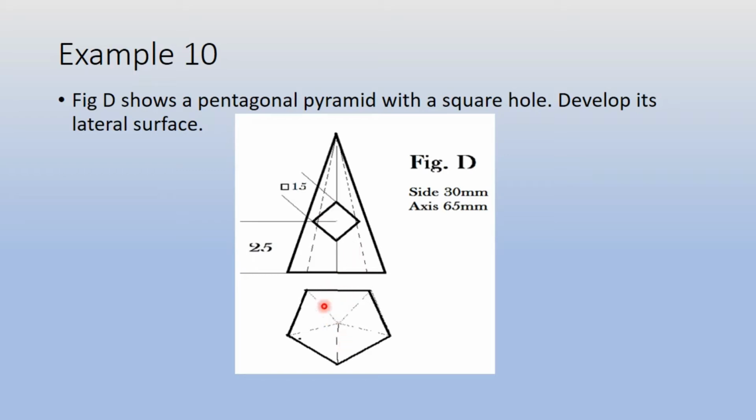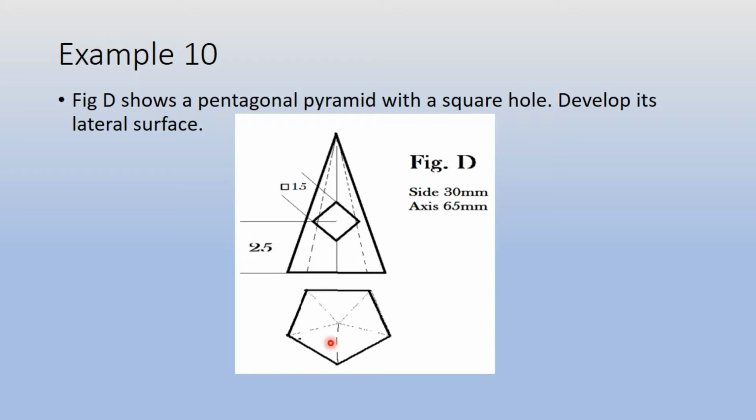In some examinations, this pentagon will not be given. It will only mention that you have to develop the surface of this pyramid, and you have to identify that this is a pentagonal pyramid by its name or its dotted lines shown here. So as you can see, 1, 2, 3, 4, 5 edges here, 5 longer edges visible.